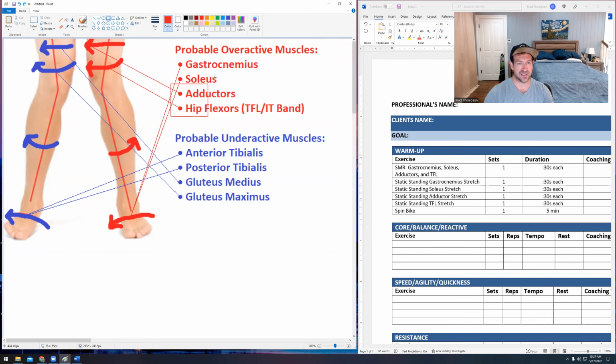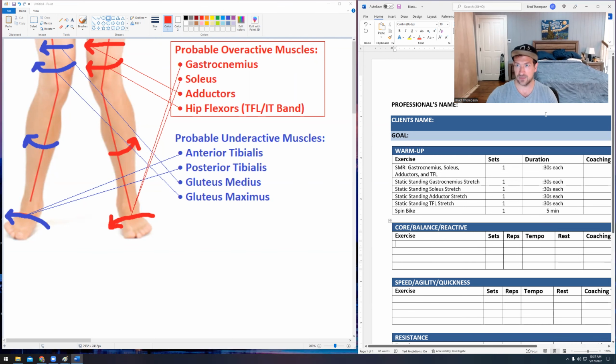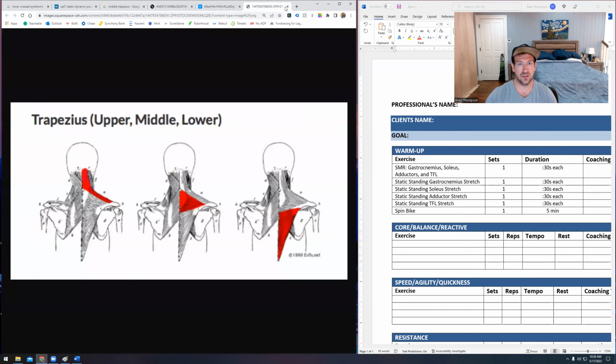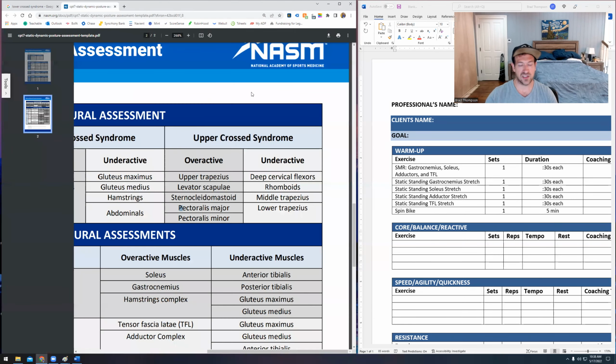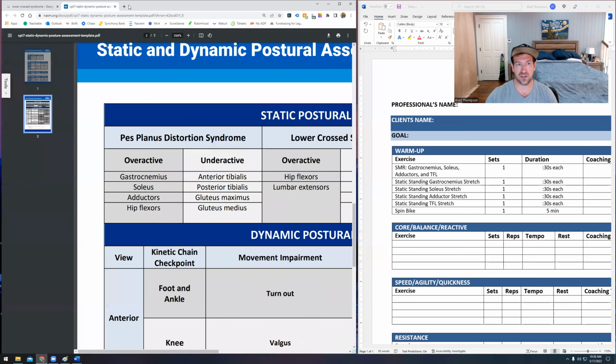I just wrote a program for all the red stuff. So now I need to switch to the other side of the joint and work on the underactive stuff. I need to strengthen my anterior and my posterior tibialis. So what we're going to practice is a strengthening exercise for the anterior tibialis.